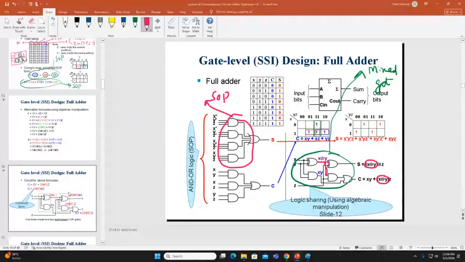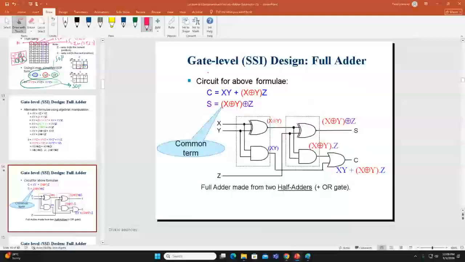Okay, now please look here. This is also a mixed gate approach. Look at just the expression. What are the common terms here? Help me. X exclusive OR Y. And this is also a mixed gate approach. This is actually a mixed gate approach.